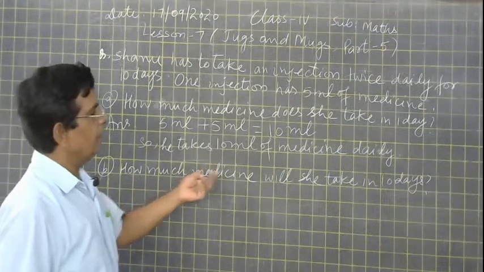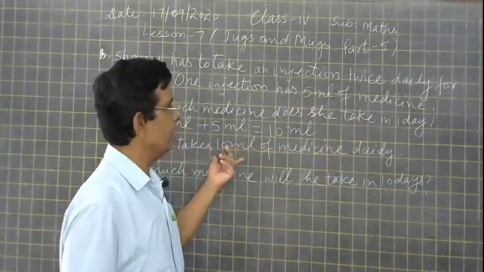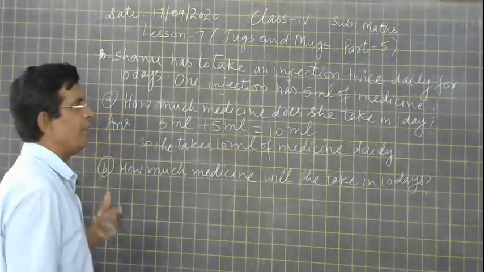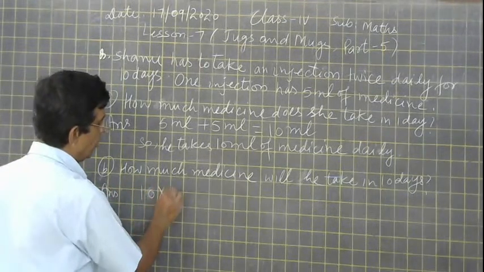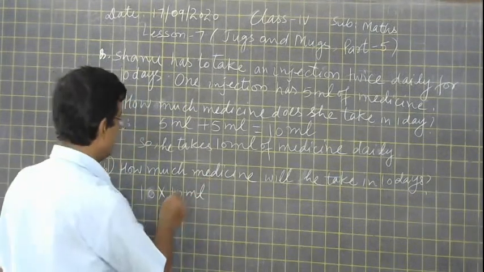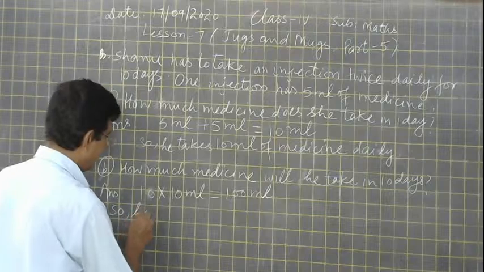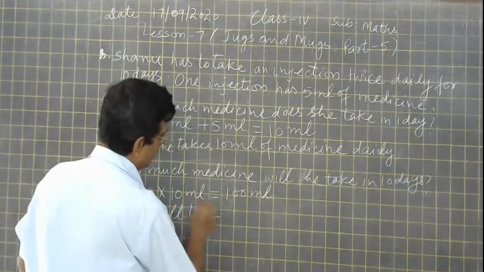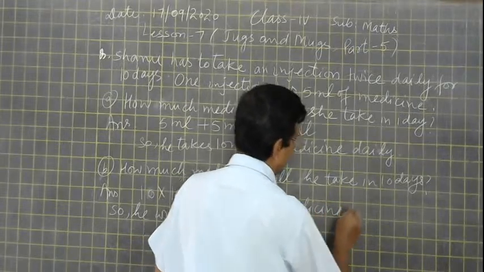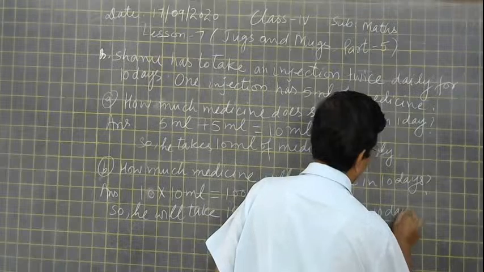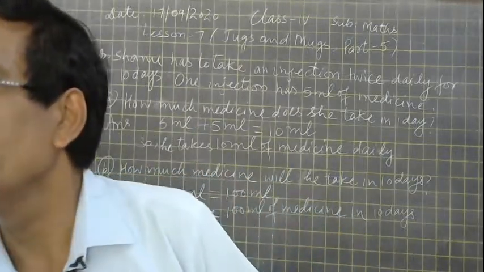Now, how much medicine will he take in 10 days? In one day, the answer is here. Now, in 10 days, we just multiply by 10 and find the answer. This is 10 days into 10 milliliter in one day, that is equal to 10 into 10, that is equal to 100 milliliter. So, he will take 100 milliliter of medicine in 10 days. This is the answer. Okay? Any doubt is here? Any doubt? Anybody? If you have a doubt, then tell me.